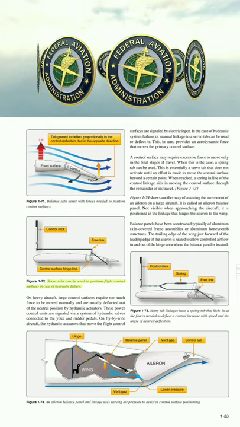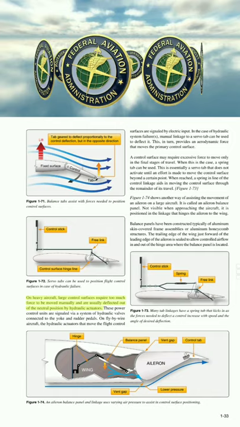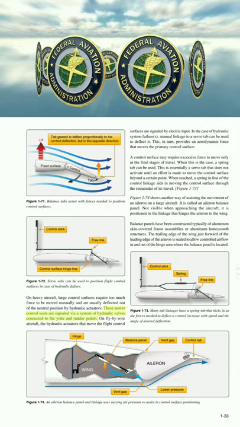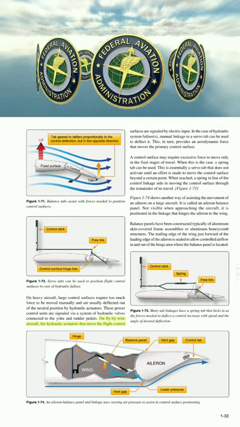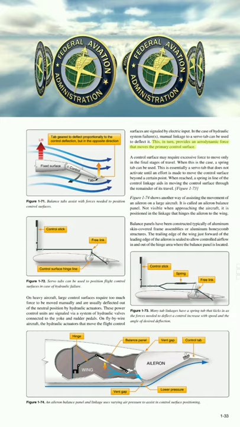On heavy aircraft, large control surfaces require too much force to be moved manually and are usually deflected out of the neutral position by hydraulic actuators. These power control units are signaled via a system of hydraulic valves connected to the yoke and rudder pedals. On fly-by-wire aircraft, the hydraulic actuators that move the flight control surfaces are signaled by electric input. In the case of hydraulic system failure, manual linkage to a servo tab can be used to deflect it. This, in turn, provides an aerodynamic force that moves the primary control surface.